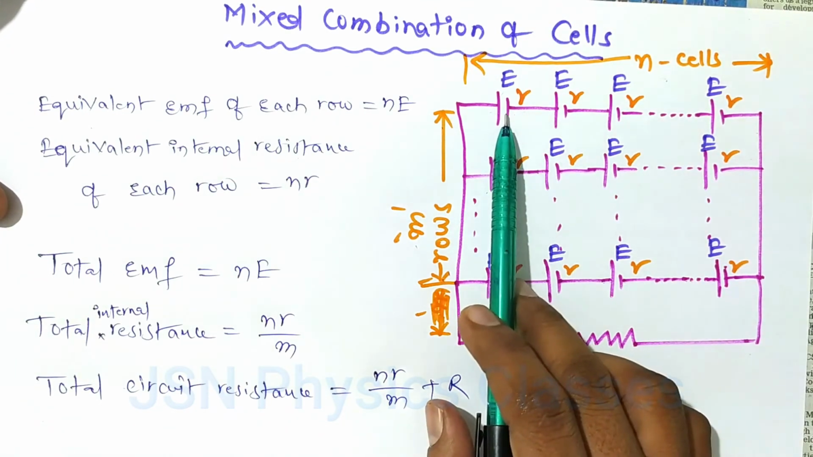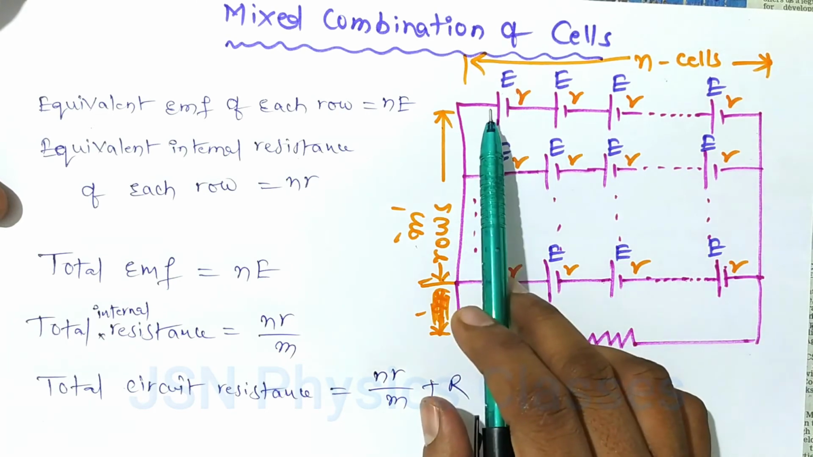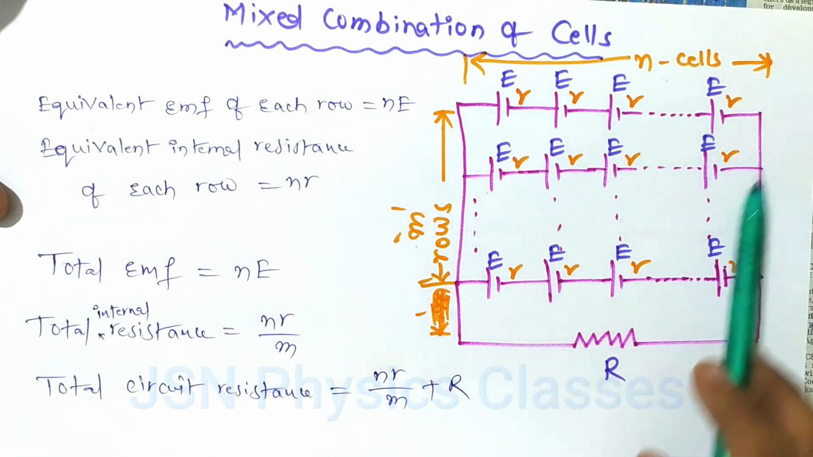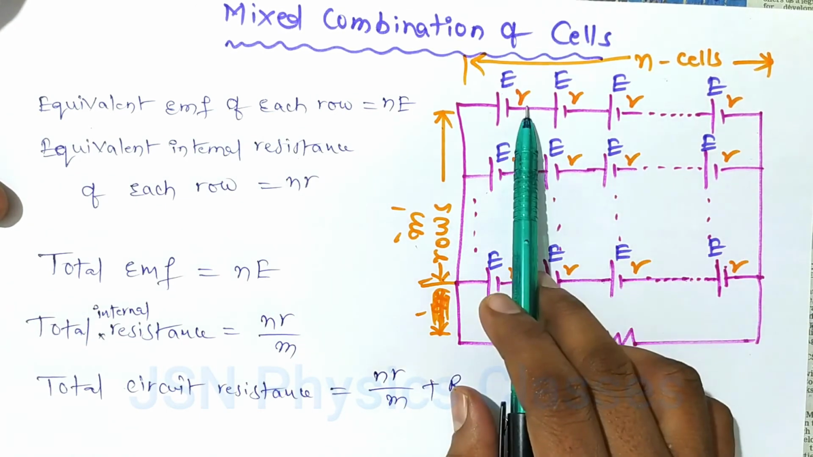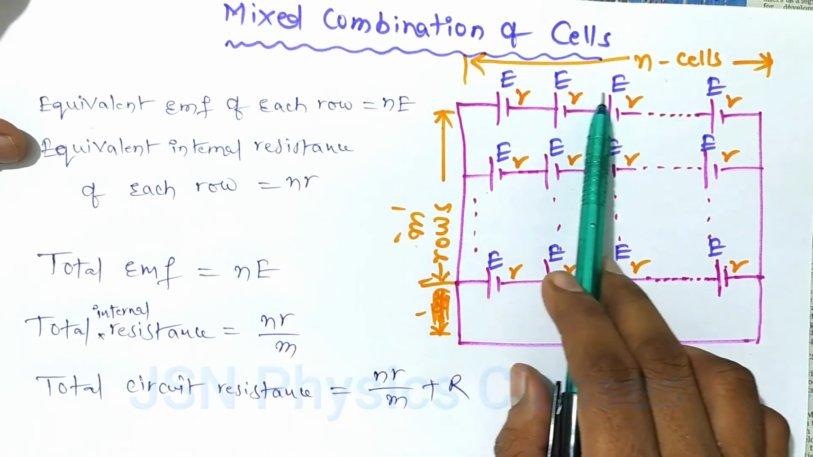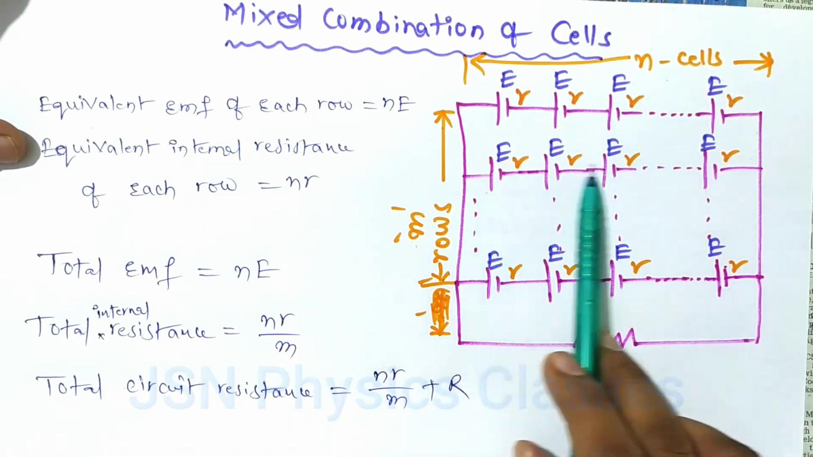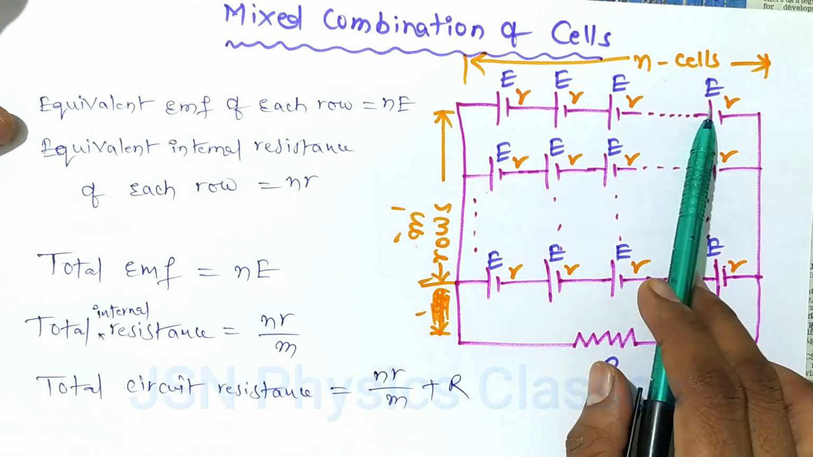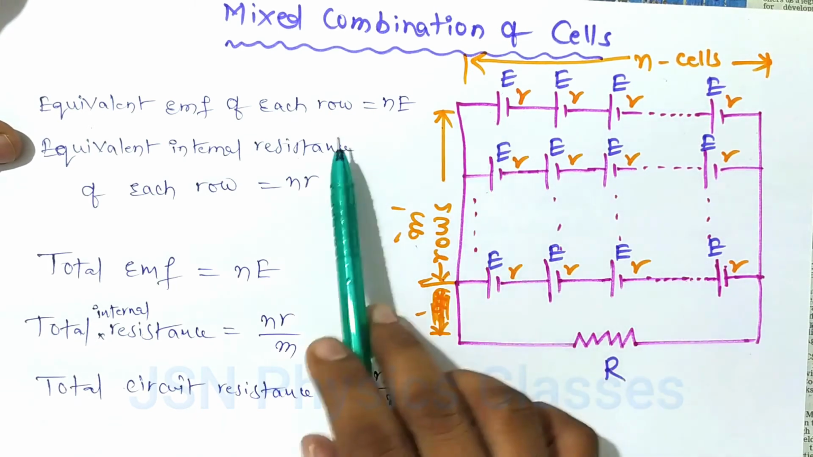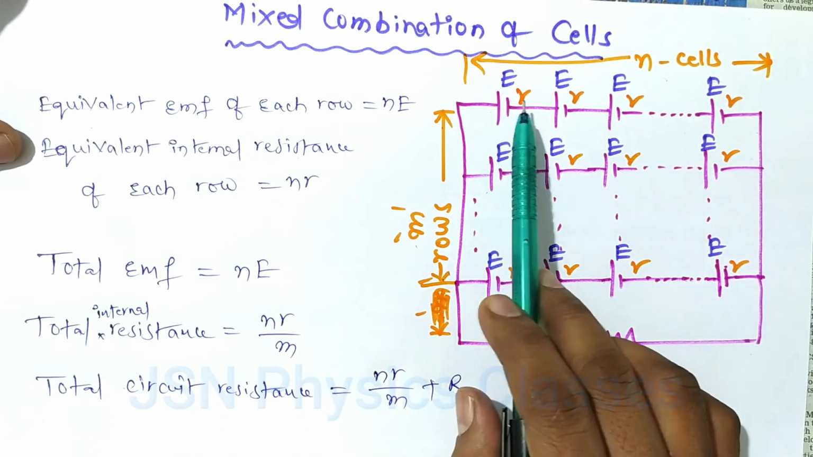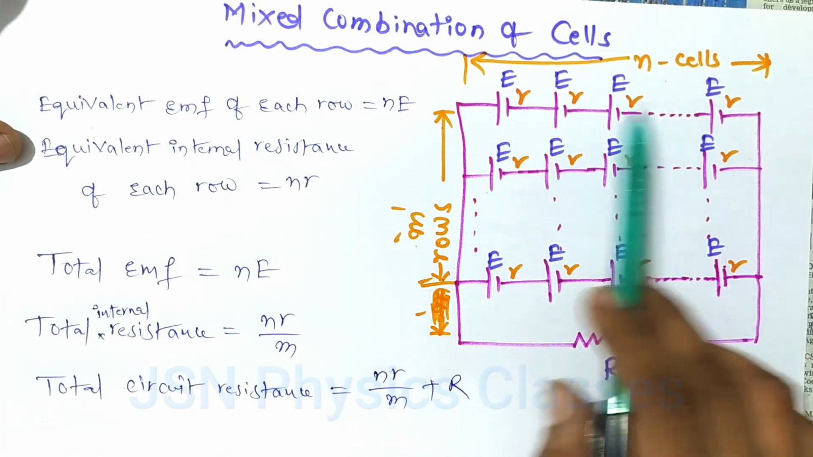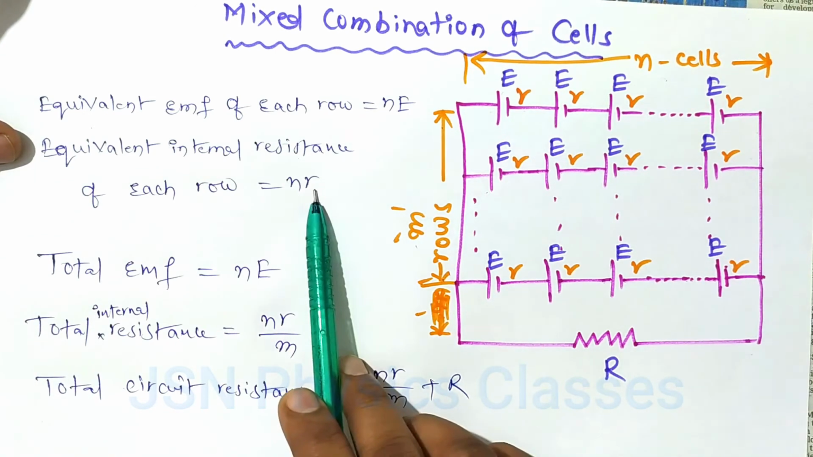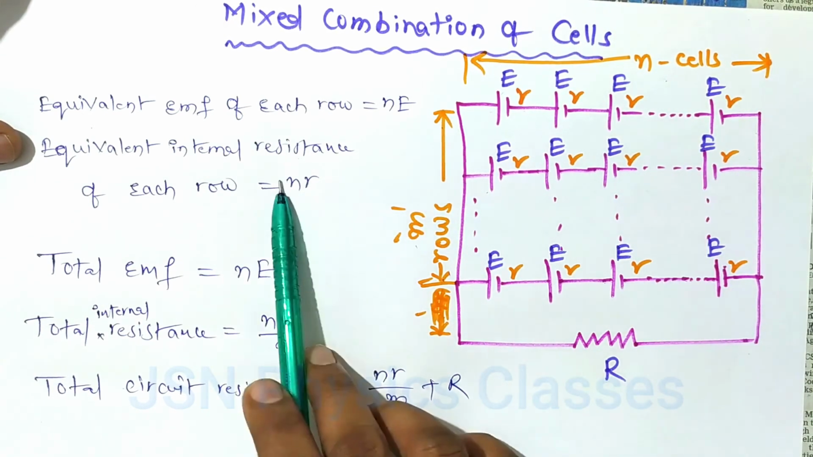Okay, so let us consider all cells are identical, having EMF E and internal resistance R. So the equivalent EMF of each row is nE, because all are in series. And the equivalent internal resistance of each row is nR, because all are in series combination, that is nR.